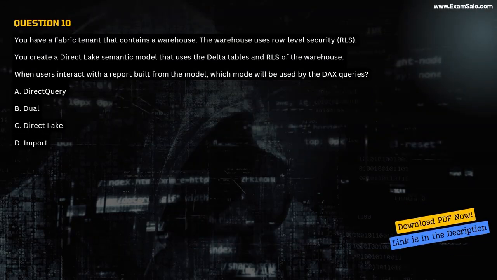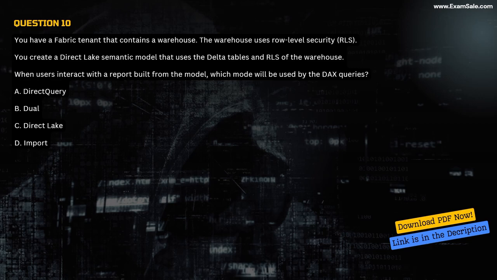Question 10. You have a Fabric tenant that contains a warehouse. The warehouse uses row-level security (RLS). You create a direct lake semantic model that uses the delta tables and RLS of the warehouse. When users interact with a report built from the model, which mode will be used by the DAX queries?